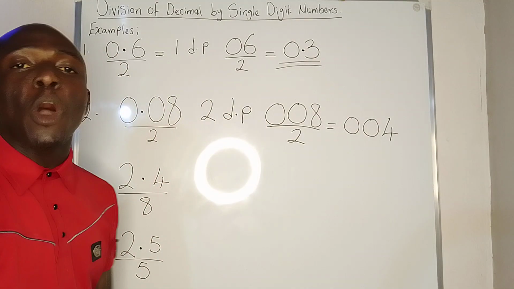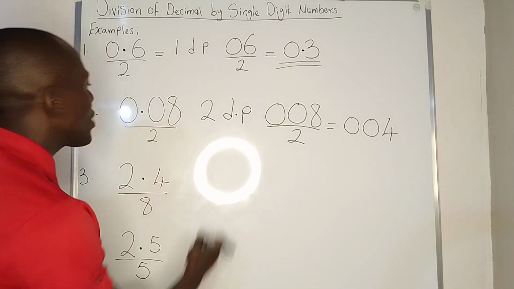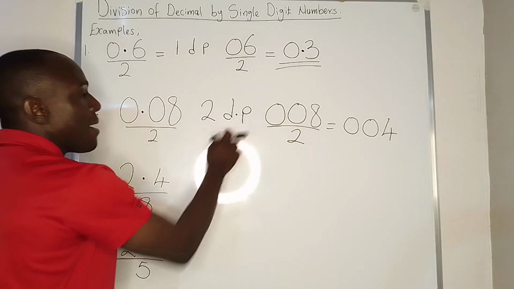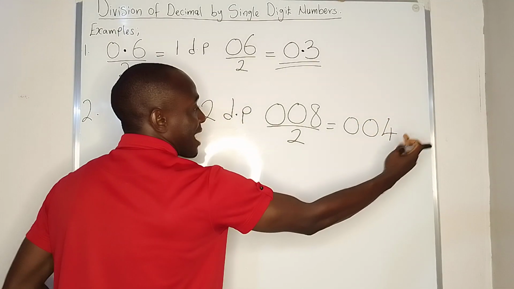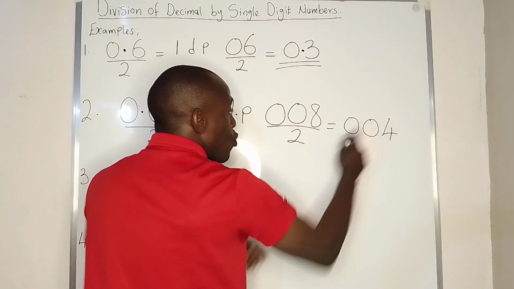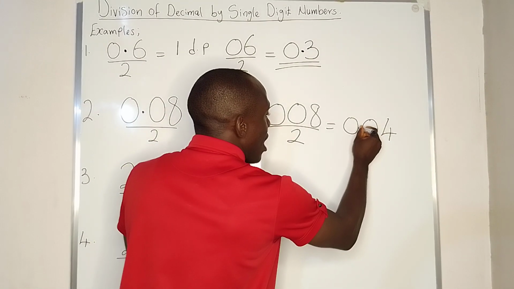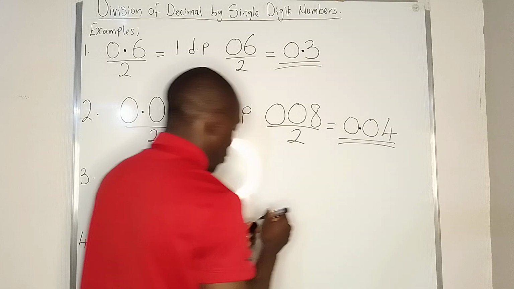So the next thing is to return our decimal point. And looking at it, we have 2 decimal places here. So we count from our right hand side, which is 1, 2. We return our decimal point as boldly written as possible.